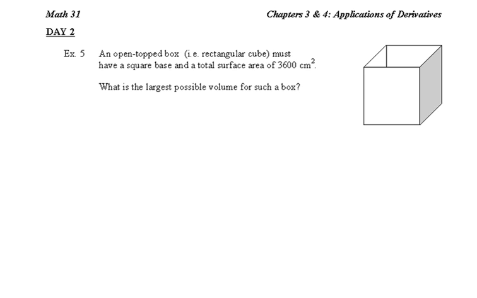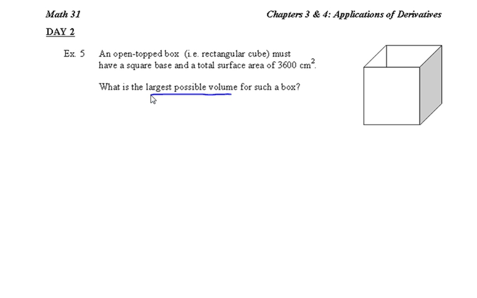An open top box, rectangular cube, must have a square base and a total surface area of 3,600 centimeters squared. What is the largest possible volume for such a box? So the first question is, what am I trying to maximize? Volume. What's the largest volume? So the first step is, I need a formula for volume because I'm trying to maximize volume. Whatever we're trying to maximize, that's what we need a formula for.